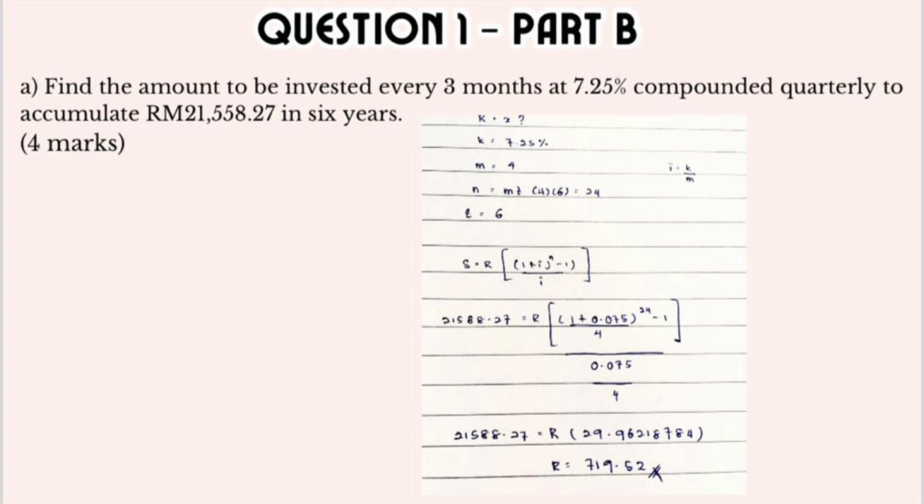Find the amount to be invested every 3 months at 7.25% compounded quarterly to accumulate 21,888.27 in 6 years. So, we come out the important things, which is interest rate is 7.25%, compounded quarterly is 4, multiply is 24, and time is 6. So we should use the formula above and enter the value according to the formula, calculate the amount, and you can get the right answer.